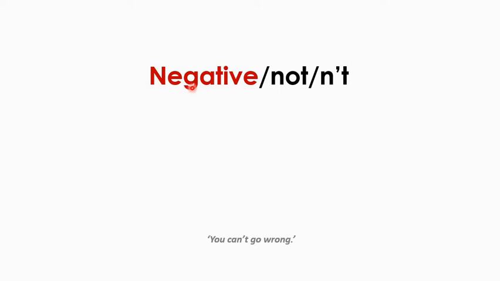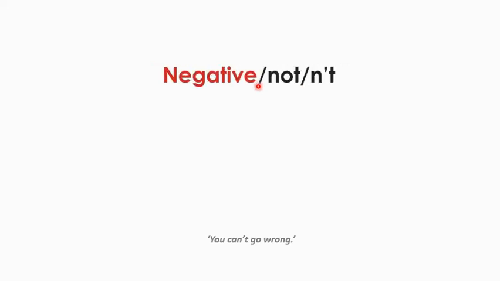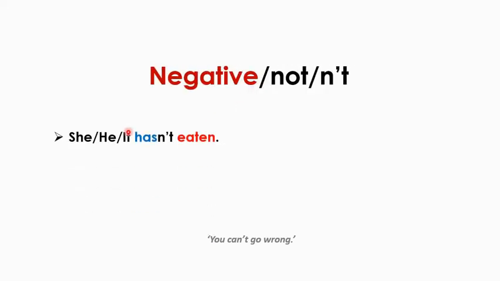Then we have our negative, where we use the not or negative. She, he, it hasn't eaten. She hasn't eaten. He hasn't eaten. So all these are negative. As you can see the subject, our structure. If you know this, you can't go wrong. You can't go wrong with the rules.